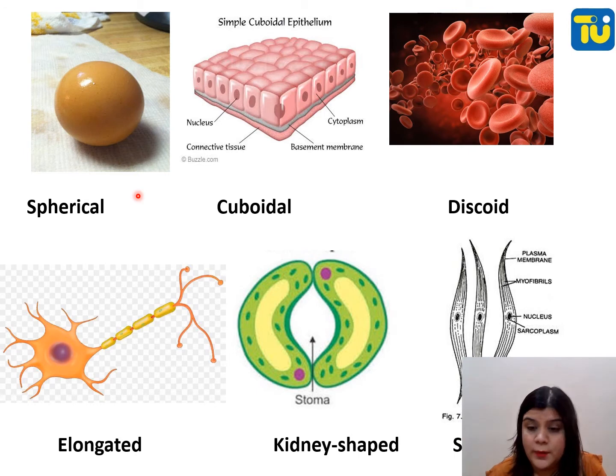So when we talk about the shapes of the cell, you can see this cell is the spherical cell, this is cuboidal, this is discoid, RBCs, red blood cells. Elongated, that I told you, the nerve cell looks elongated and branched also, it looks like a star also, so you can see here. And kidney shaped stomata. And when we talk about spindle shape, this is smooth muscle cells, they look like spindle shaped cells. Fine.